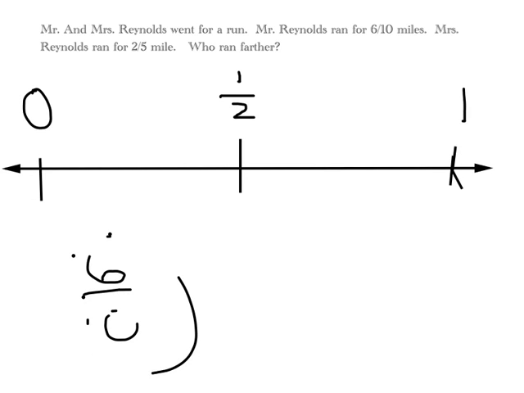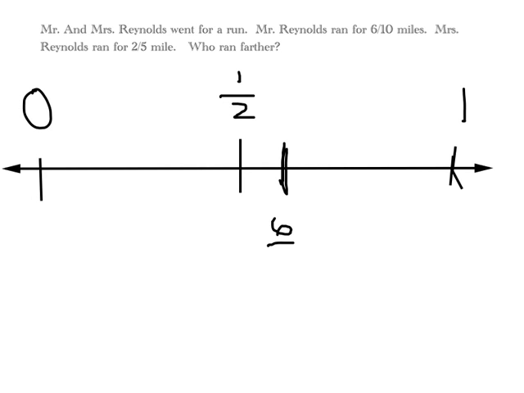So let's get 6/10 written on our number line here. Let me erase it here. So we know 6/10 must fall right in here someplace. So this would be 6/10.